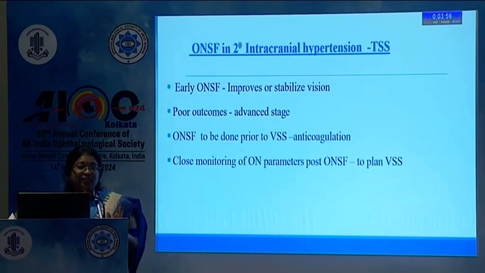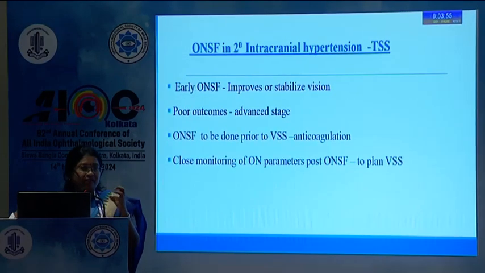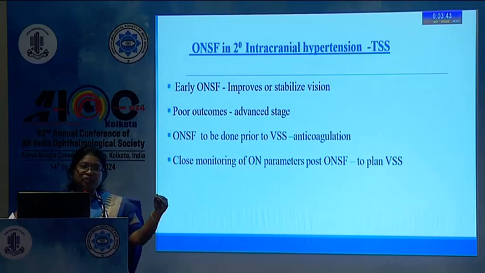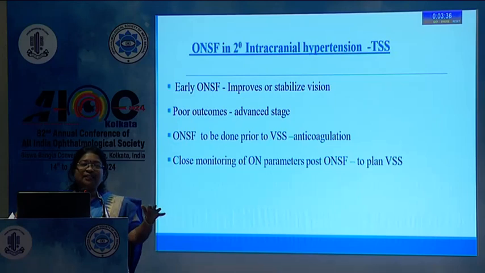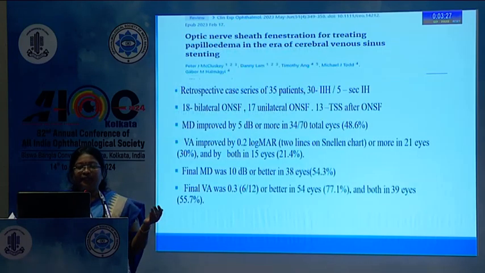And sheath fenestration in the setup of a secondary atypical IIH, that's where we have the glitch. The patient is having a transverse sinus stenosis. Here an early ONSF will improve and stabilize the vision, because once you let the patient go to the neurology wing, he's going to go to the interventional neurology guy and he's going to stent him. If they stent, he's going to put him on anticoagulants, and that's it. Once they have done it, you're not going to do the sheath fenestration that easily. So fenestrate the patient prior to a venous sinus stenting. That is the key in secondary atypical IIH.